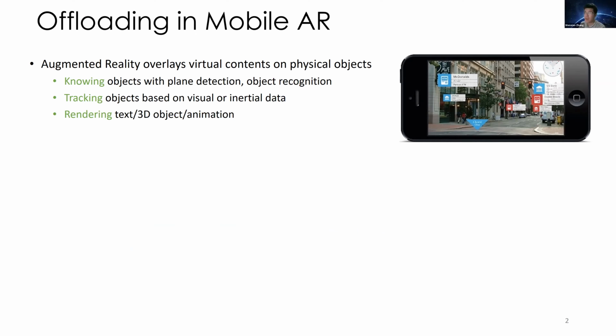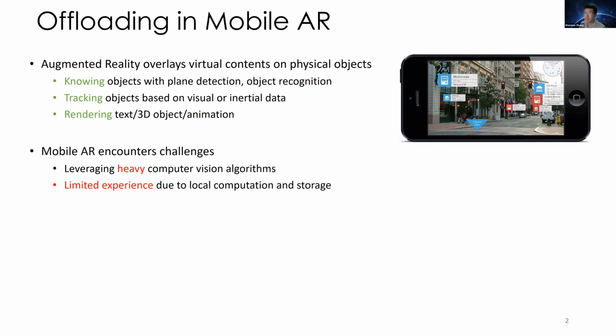We all know that augmented reality works by overlaying virtual contents on physical objects, by first recognizing the object, tracking it from frame to frame, and then rendering some text, 3D objects, and animations, and so on. But mobile AR encounters challenges because it leverages heavy computer vision algorithms, and mobile devices provide only limited experience due to the local computation and storage.